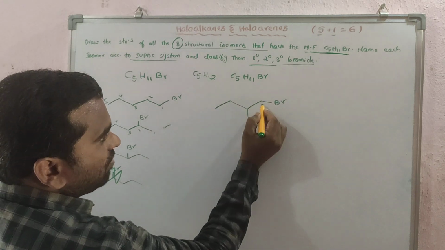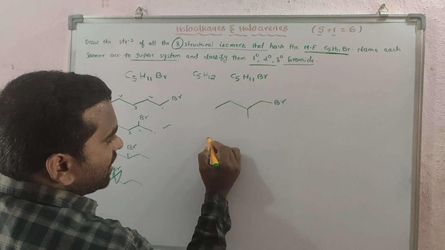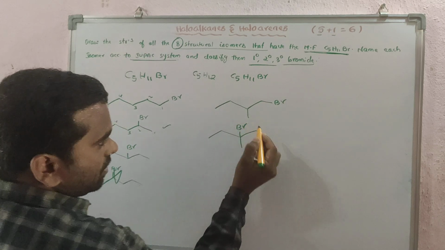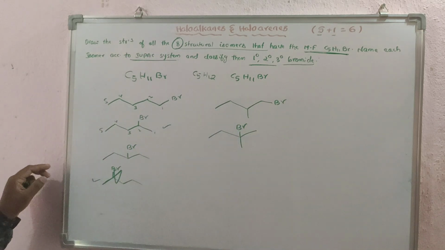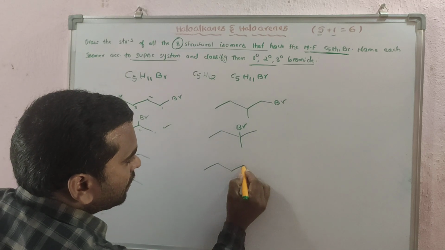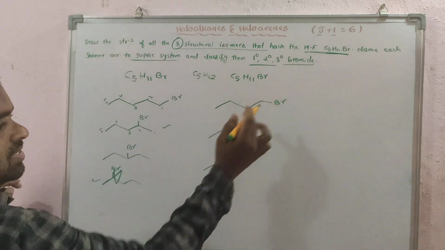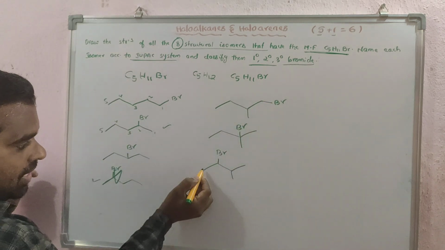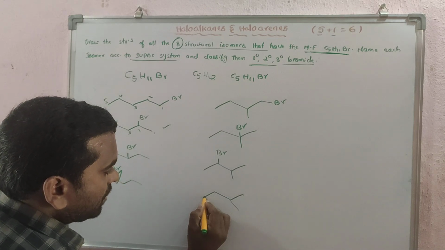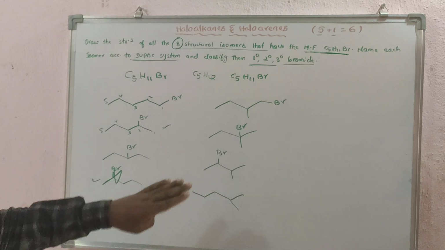Next, I will keep the bromine here, and then I will get another isomer. This is the bromine. Shall I write this one? That is the second one. Yes. Now the third one: I will keep bromine here. This is another compound, see, 1, 2, 3. If I keep bromine here, I will get another compound. This is bromine. Clear? 4 possibilities completed or not?